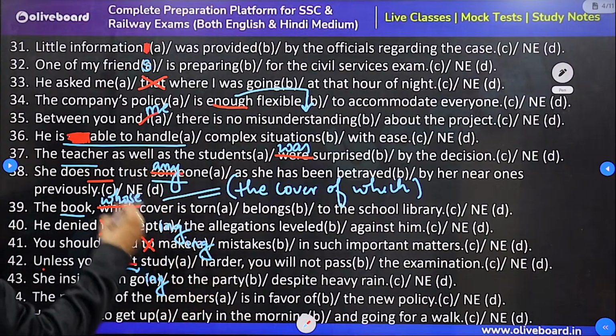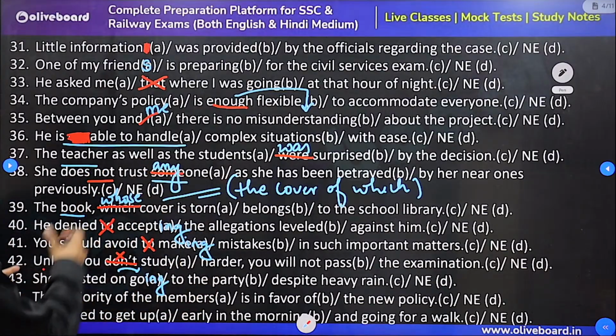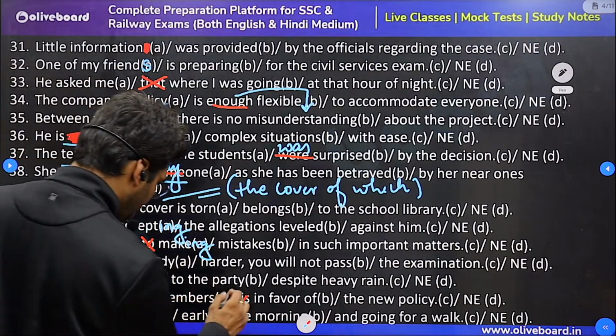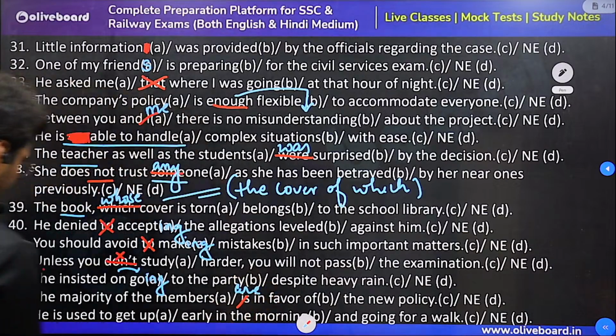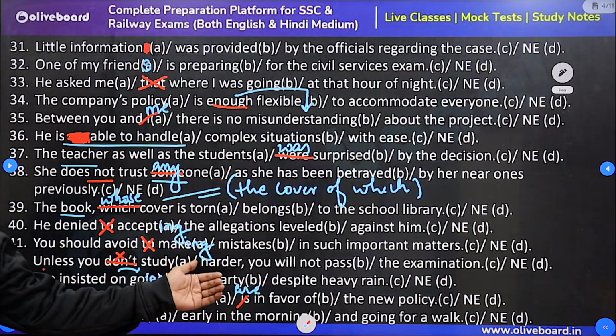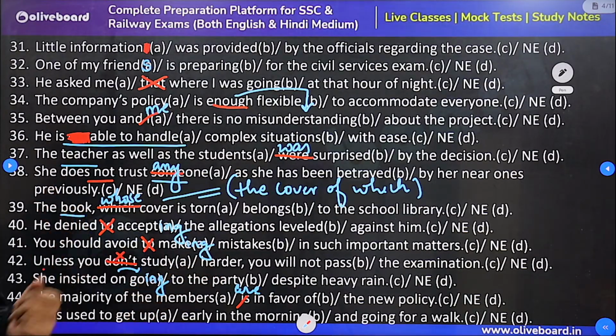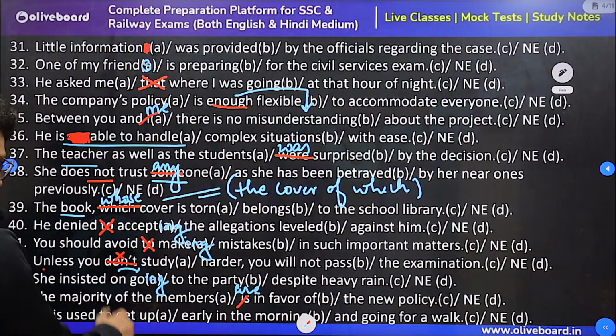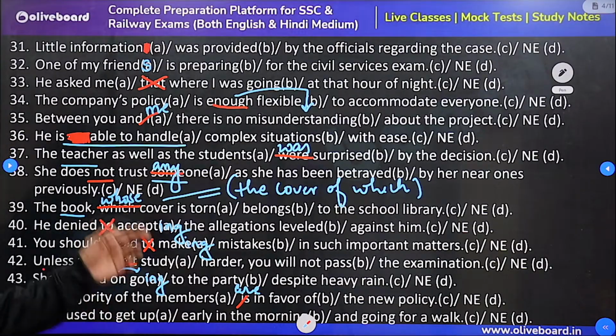Majority of the members, say they are 20 or 10, majority will be 6, 7, plural, obviously, are in favor of. And that's tricky. One may drop this auxiliary. He used to get up early in the morning is correct. Fraction A, done. One may consider, but I know this structure exists. B plus used to, it takes an ing. That is also correct. Both ways, fraction A correct.